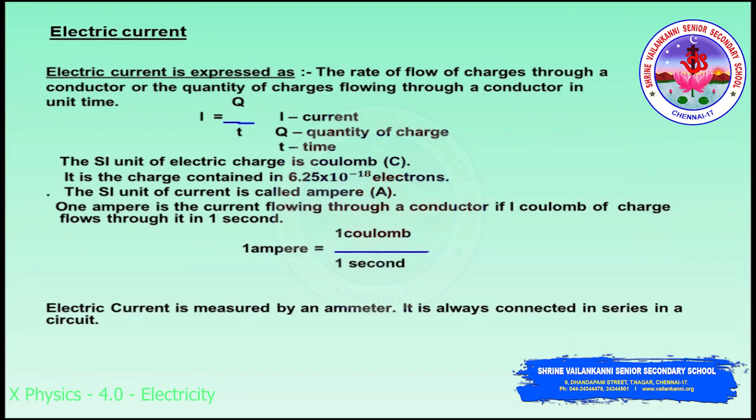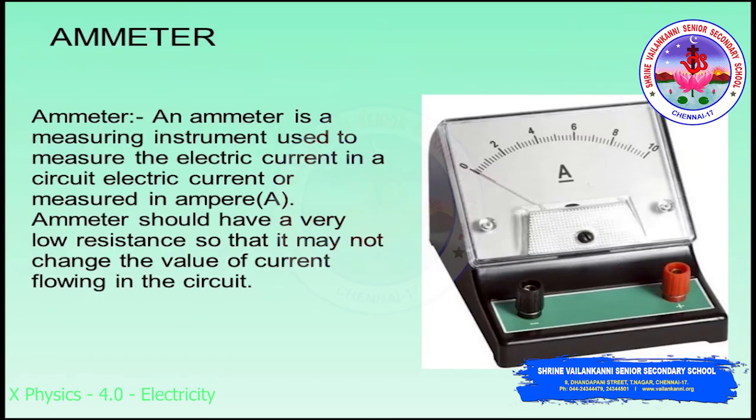Here electric current is measured by an ammeter. It is always connected in series in a circuit. See, this is the device to measure the current. This is the ammeter. An ammeter is a measuring instrument used to measure the electric current in a circuit. The electric current is measured in ampere. See, an ammeter should have a very low resistance so that it may not change the value of current flowing in the circuit.